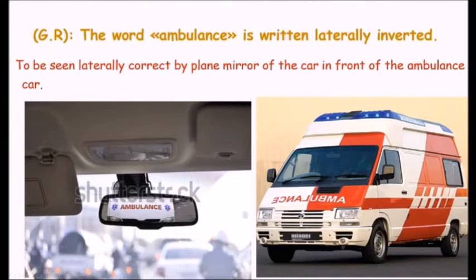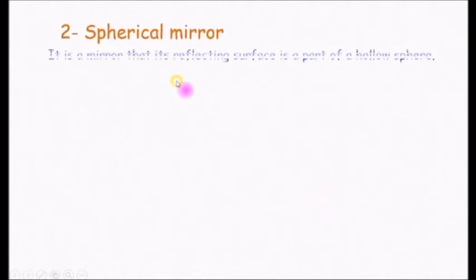By the end of this question, we end our discussion about the first type of mirrors, which is the plane mirror, and we will explain the other type, which is called the spherical mirror. And now, let's talk about the second type of mirrors, which is the spherical mirror.